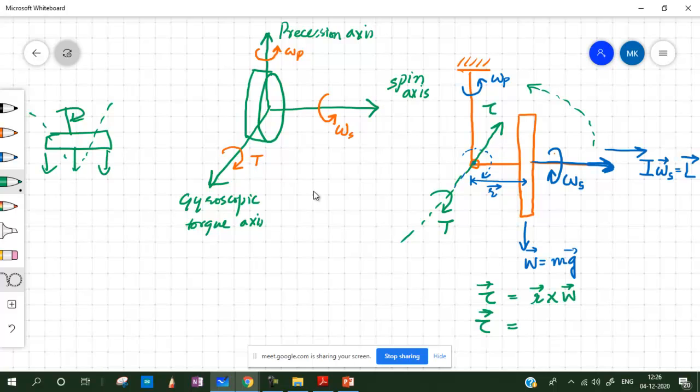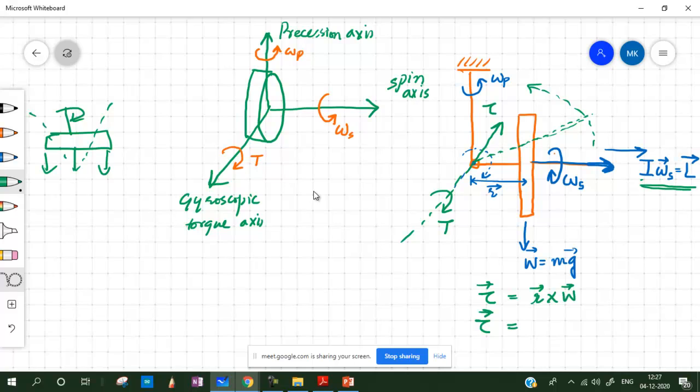Because of the rotation about the spin axis, there is an associated angular momentum which is I into omega, or you can say I omega s, which is the moment of inertia of this disk about its axis and the spin angular velocity. This torque actually is responsible for what we call the change in the angular momentum. So what's happening is this is going in this way. Maybe we will not be able to correctly show the disk, but let's show this omega s axis goes here.